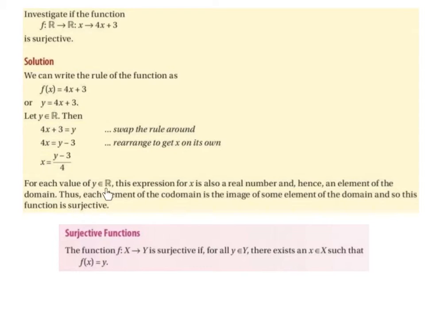So for each value of y as an element of the real number set, this expression for x is also a real number and hence an element of the domain. So no matter what number you sub in for y, you'll end up getting a real number out for x. Thus, each element in the codomain is the image of some element of the domain, and so this function is surjective.